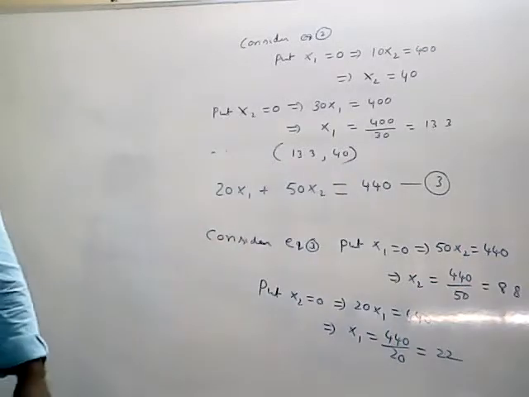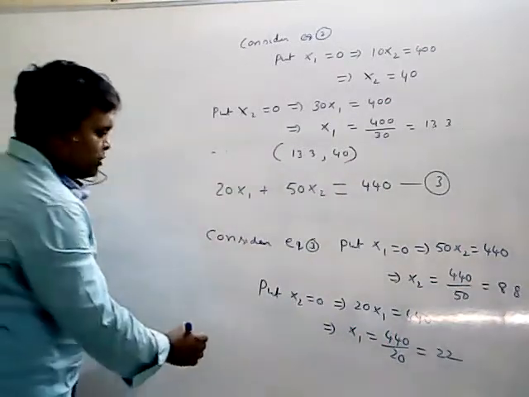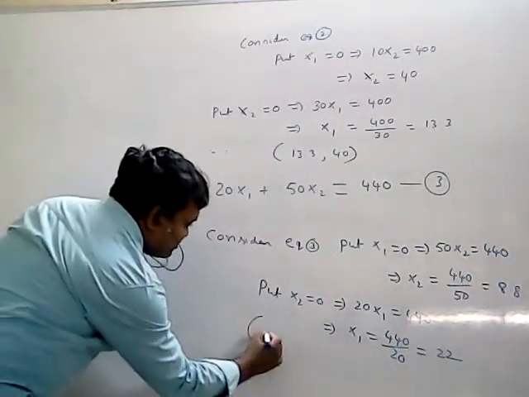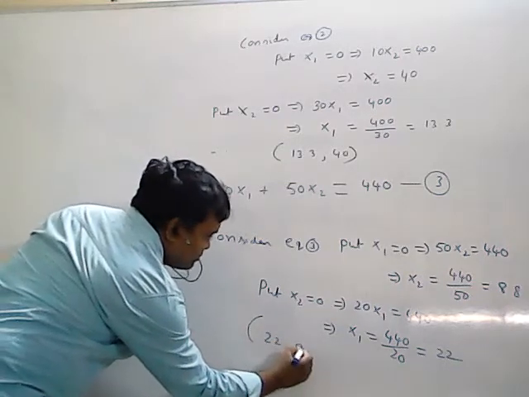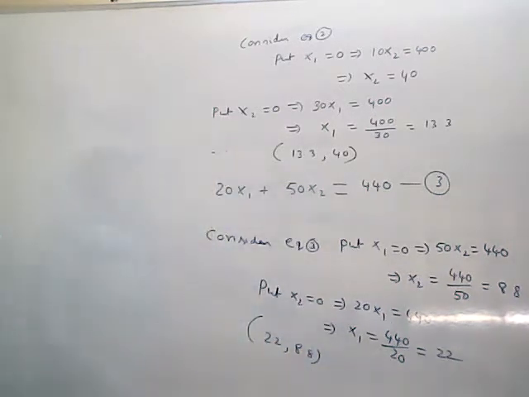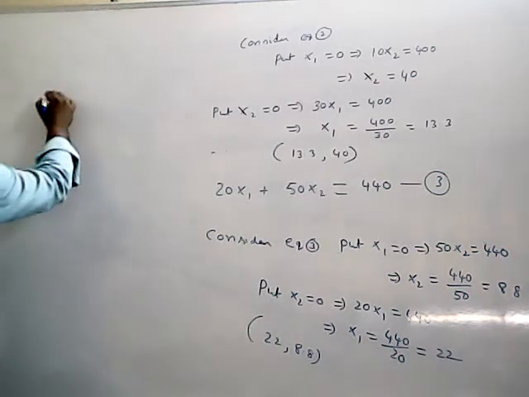22 you will get. So now I got the third point. What is the third point you have? Third point is x1 comma x2: 22 comma 8.8. So how many equations do you have? You have three equations.